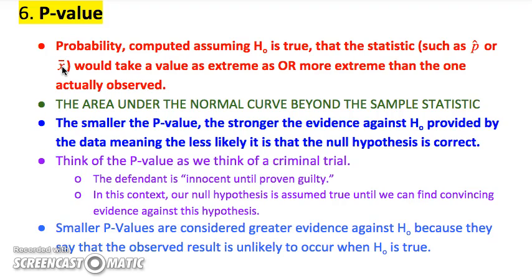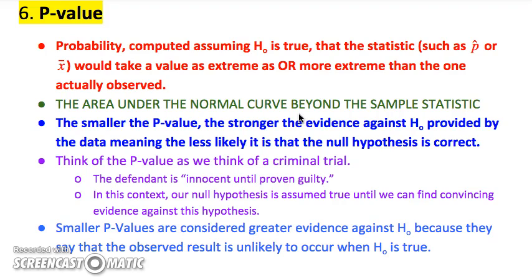If the alternative is that it's less than, then we would look at what's the probability that p hat is equal to or less than what it is. So for more extreme, we're looking at the whole side of the normal curve beyond p hat there. And if it's two-sided, we're looking at both sides, and we'll look at how that changes things. So the area under the normal curve beyond the sample statistic is the way to try to grasp that, and looking at pictures oftentimes helps.